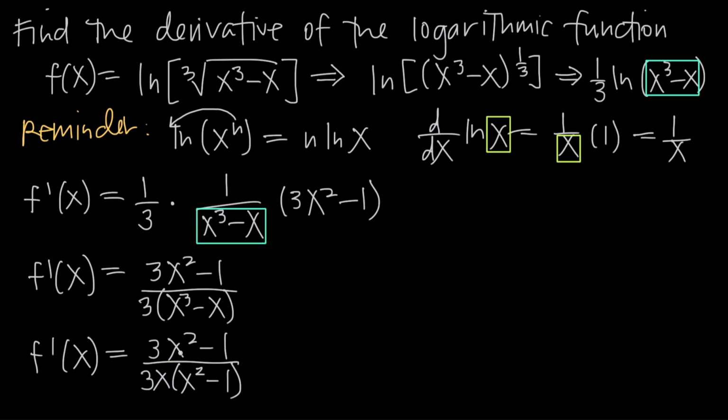The only way you'd be able to pull out a 3 is if you had 3x squared here minus 3, and then we could take a 3 from each of the two terms in the numerator and from the single term in the denominator. But that's not the case. So this is going to be our final answer for the derivative of the logarithmic function.